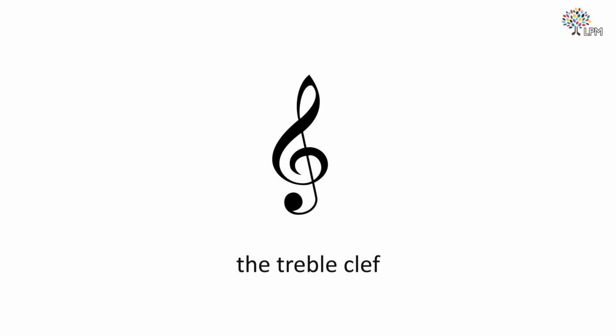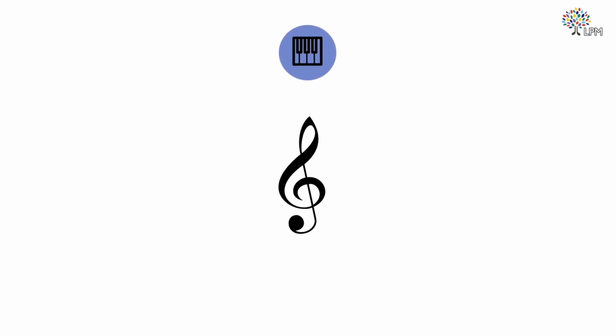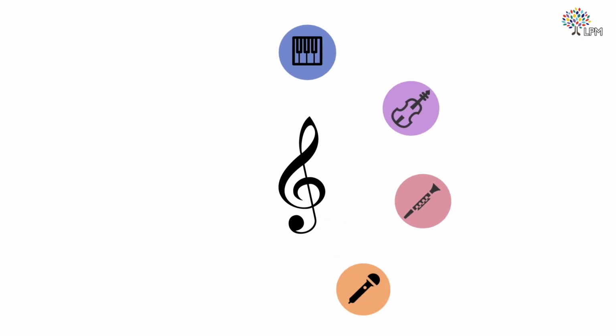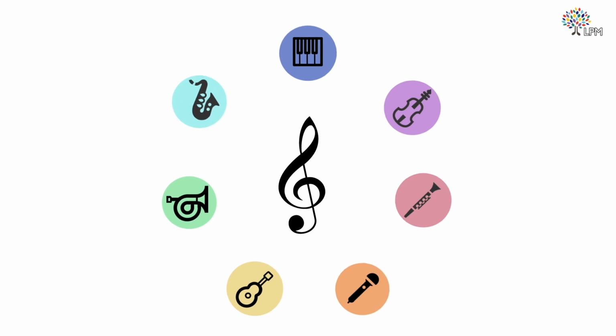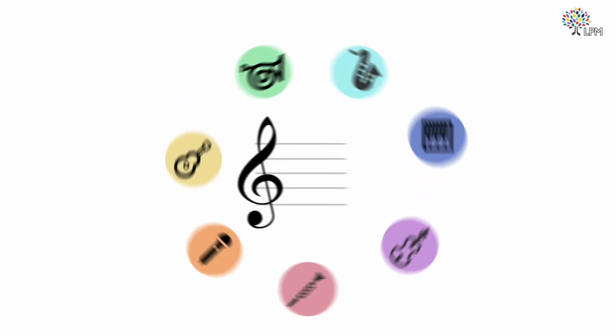Treble clef. First, we'll be looking at the treble clef and how it indicates pitches in the upper half of the piano's range. Some of the other instruments that use treble clef are violins, flutes, clarinets, female and some male voices, classical guitars, trumpets, saxophones, and much more.